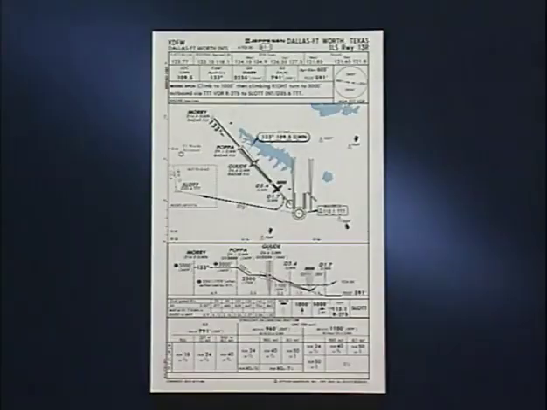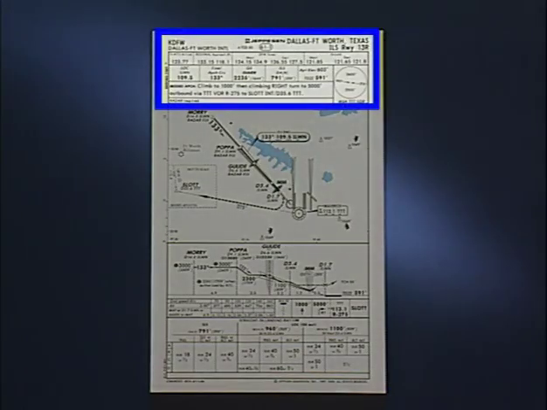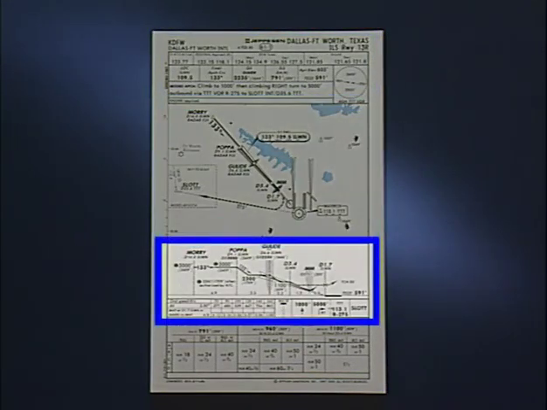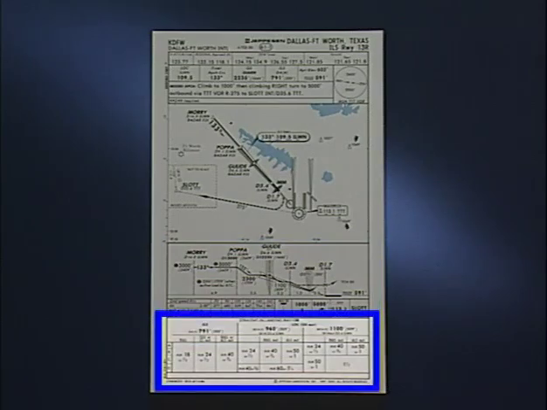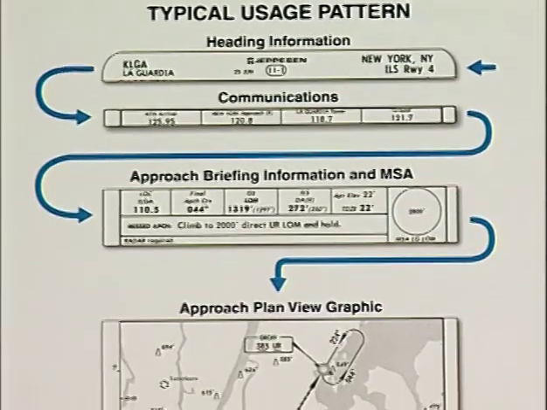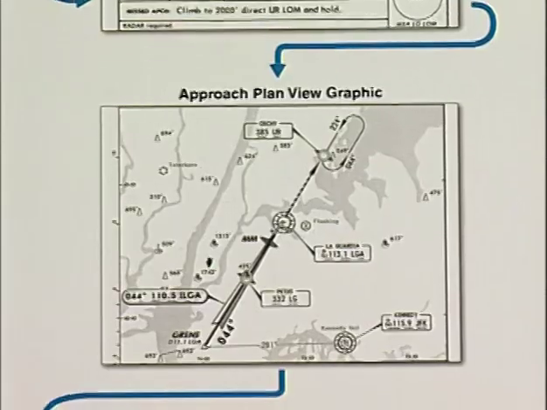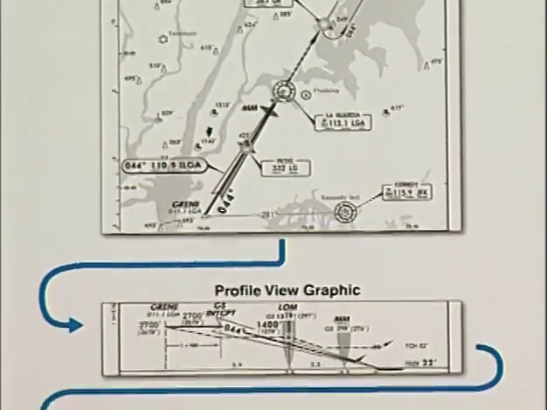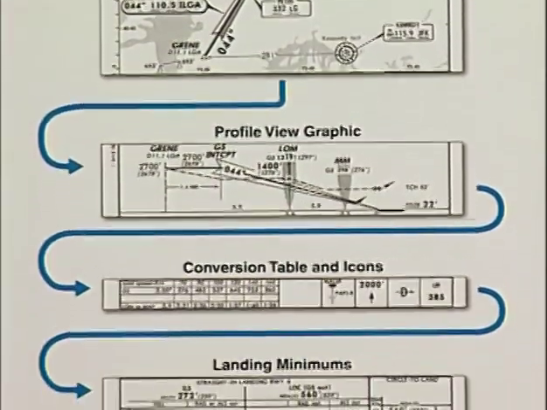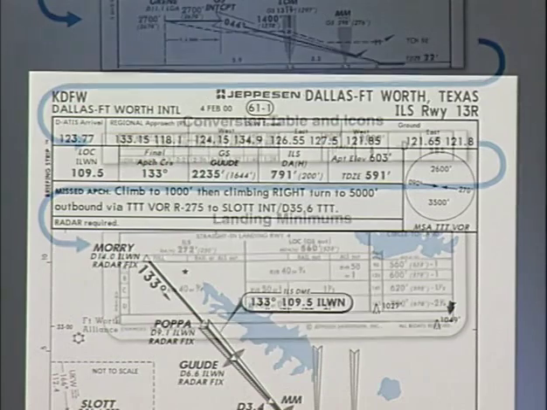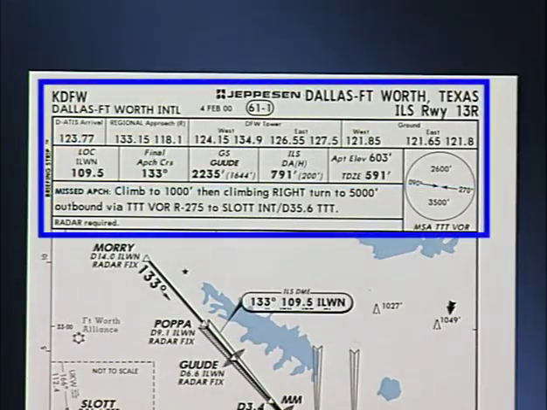The briefing strip approach chart format is divided into 4 sections: heading, plan view, profile view, and landing minimums. The information is arranged in a specific pattern based on how pilots review and use the chart data. Let's take a closer look at the heading portion of the chart.